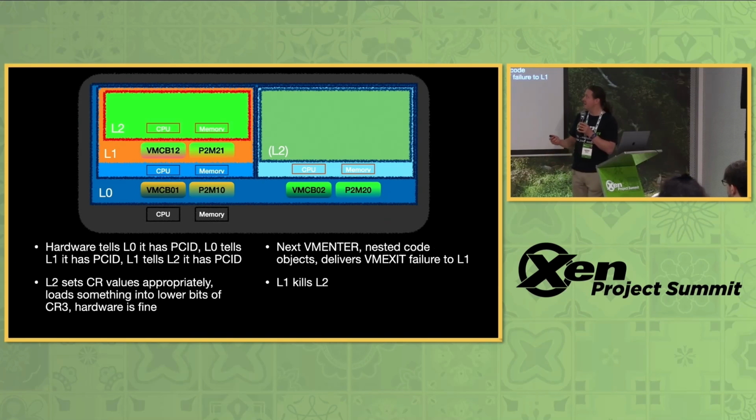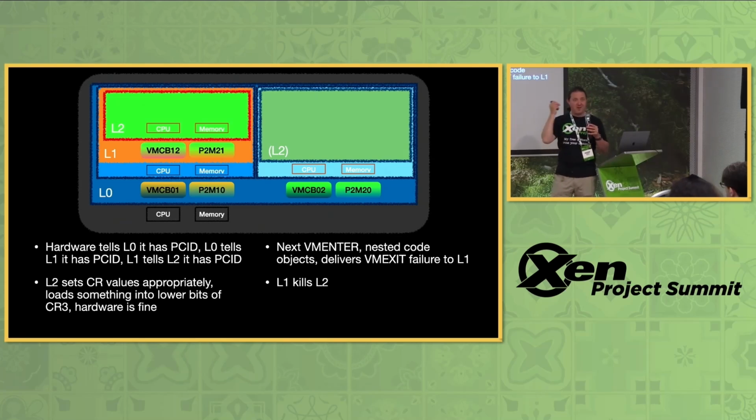So the hardware now tells L0 you have PCID. L0 tells L1 you have PCID. L1, which is running Xen, says, well, hey, I have PCID, I will tell L2 that you have PCID. So L2 says, great, I have PCID. I will set the appropriate CR bits. I will do a CR write.